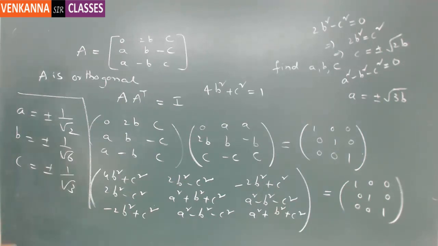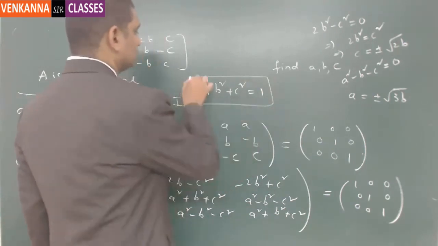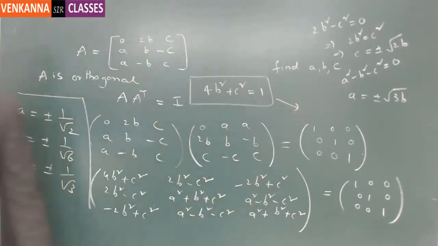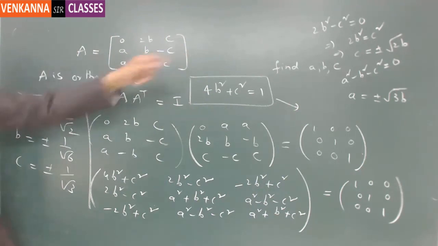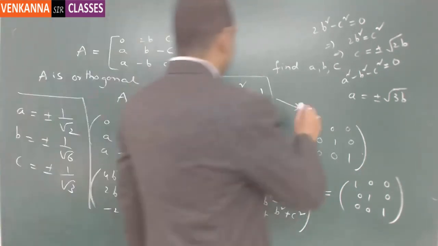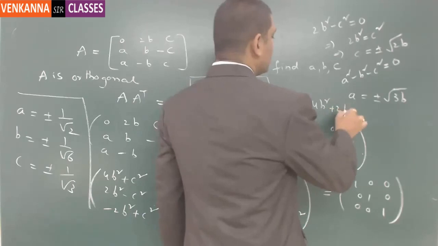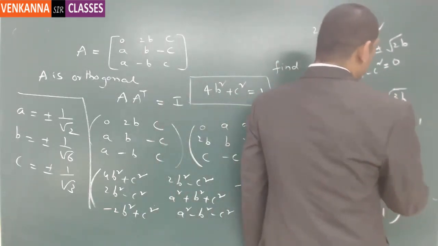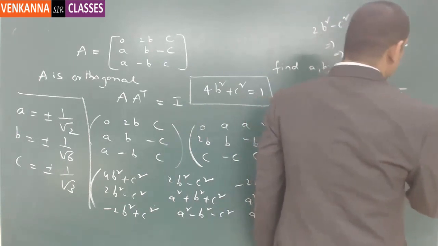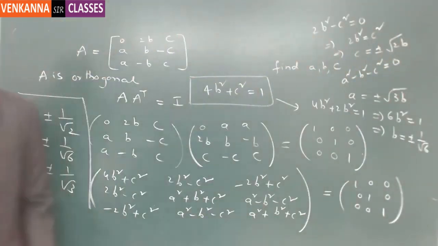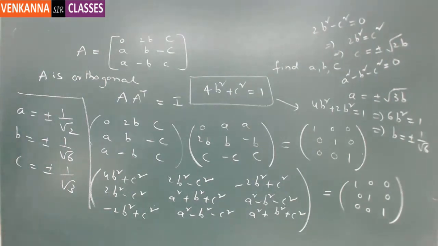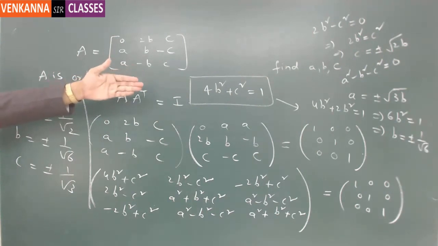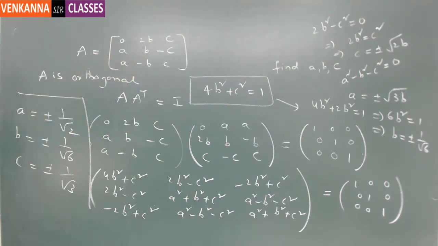So if you have a doubt, you can say, since 4b square plus c square equal to 1, you got that c square is equal to b square. You can say 4b square plus 2b square is equal to 1, which implies 6b square equal to 1, which implies b is equal to plus or minus 1 by root 6. Accepted? So since a and c are represented in terms of b, you can have the values of a and c automatically. Fine.